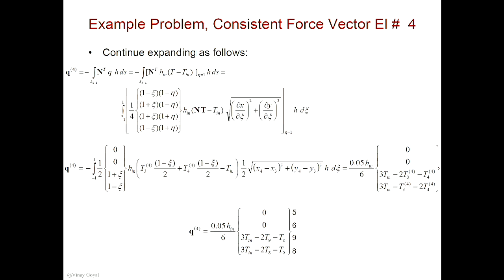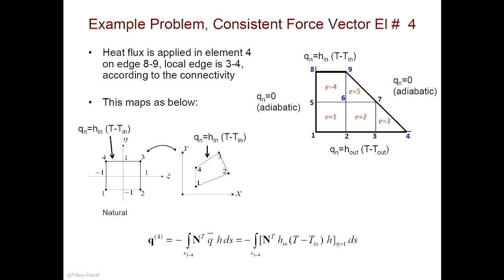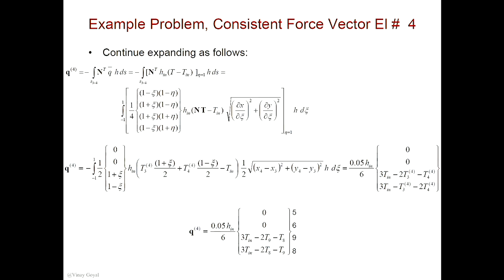d xi. And when I evaluate all these at eta equals 1, what I get actually is the distance between the two nodes, 3 and 4. So between these two nodes for that element. And then I have this guy, xi equals 1, eta equals 1, that's 0, right? So then I get (1 plus xi) divided by 2 and (1 minus xi) divided by 2. You agree? Doesn't that make sense?